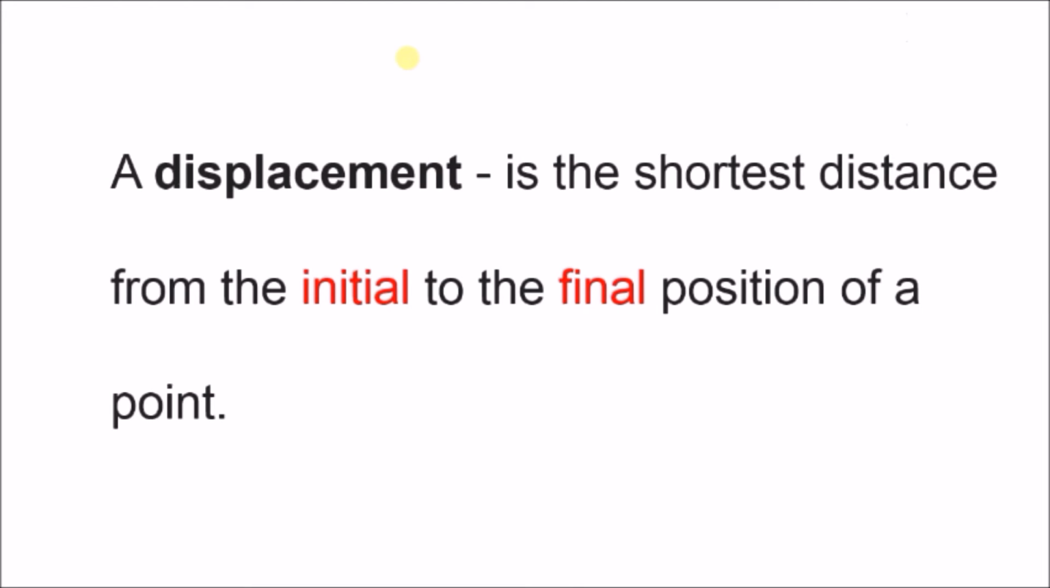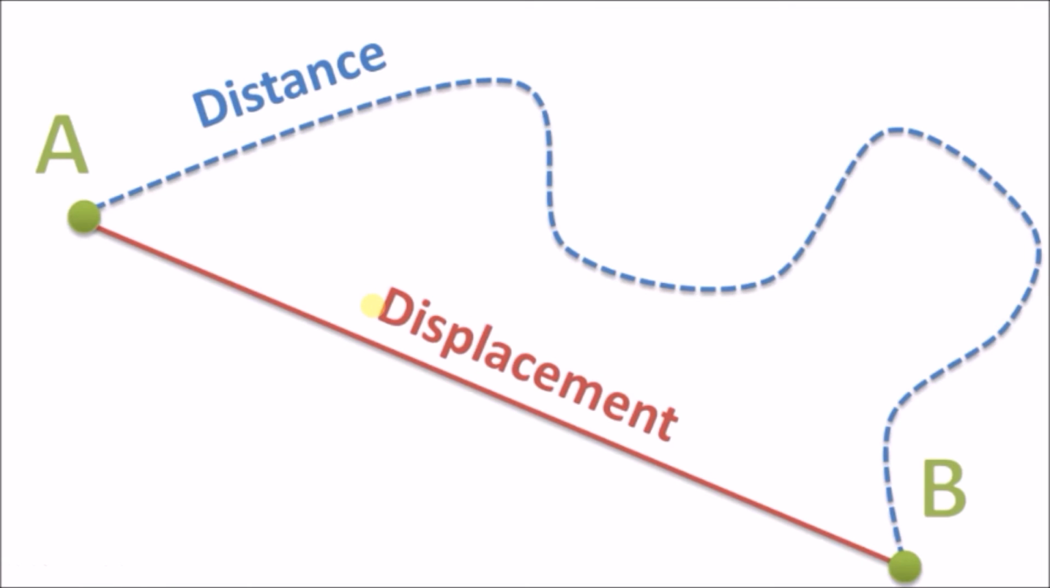That's the definition for displacement. A displacement is the shortest distance from the initial to the final position of a point. I'll show you a couple of examples now, and you'll be able to understand what displacement is. Okay, that's a very, very good image. The distance covered by a moving object is demonstrated by the blue line, whilst the displacement is shown by the red line. You have to keep in mind that the distance can be 5, 10, 15 times greater than the displacement.